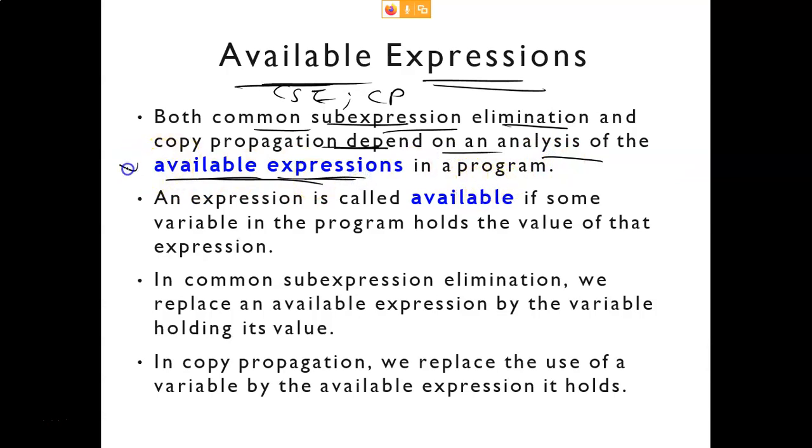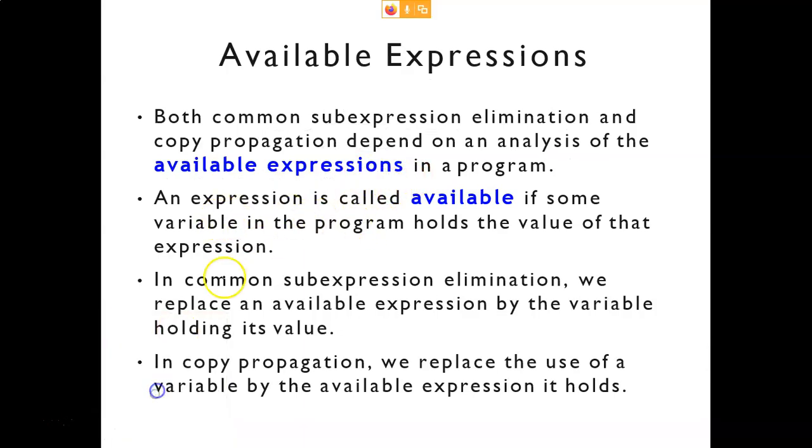So first we will do this, and many different optimization techniques can make use of this analysis. Now, what is the definition of available expression? This is the definition: an expression is called available if some variable in the program holds the value of that expression. With the examples it will be clear, don't worry.